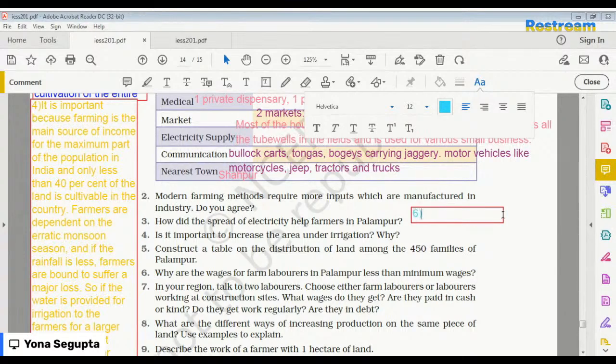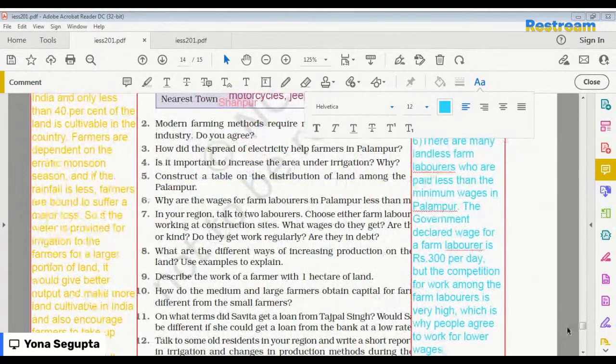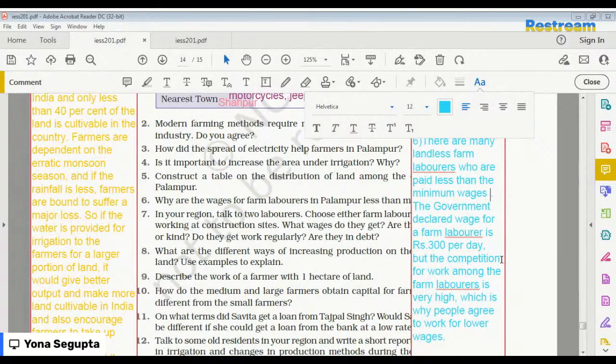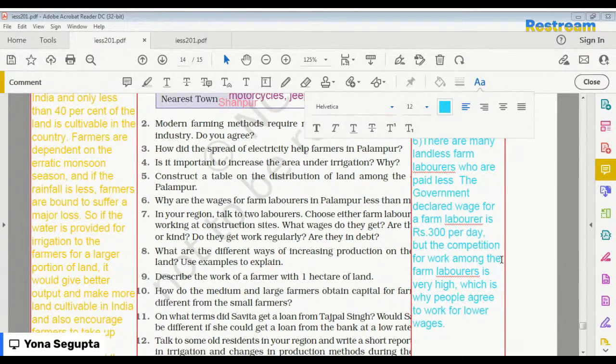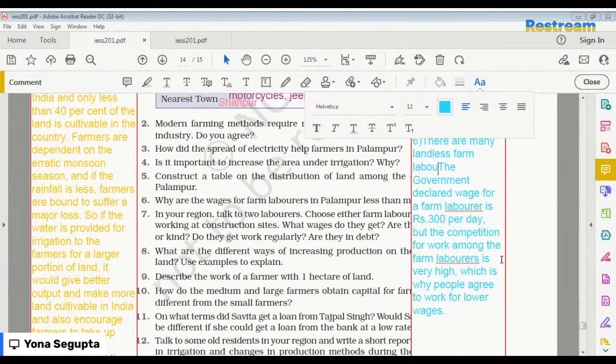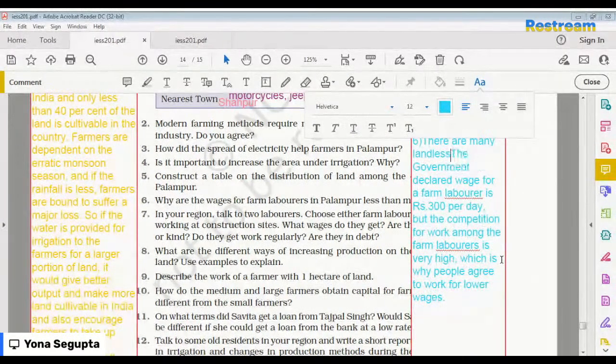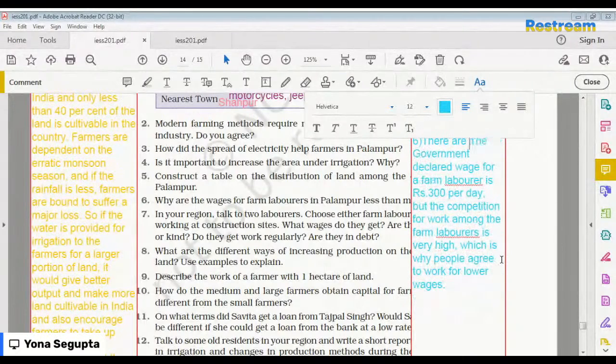Okay, so this is number 6, and I'm just rubbing this because I don't have place here to write anything else, but you will write the whole thing.